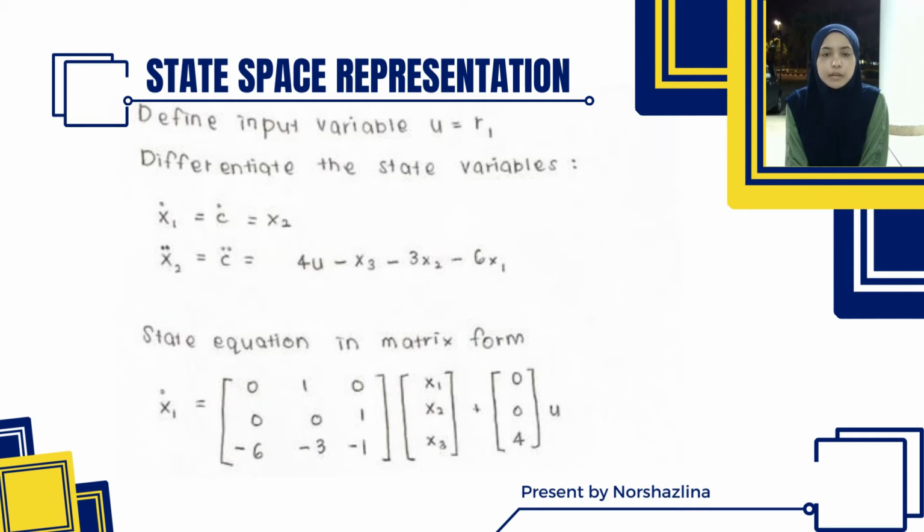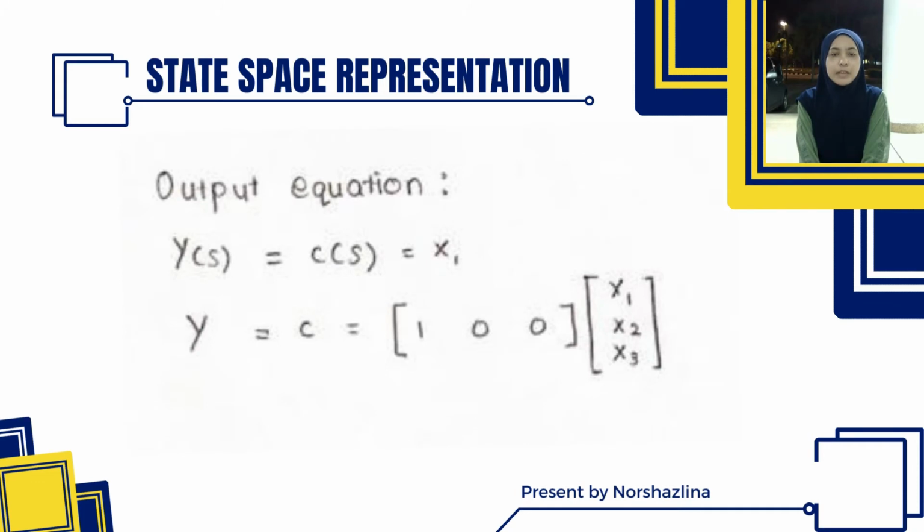Next, we obtain the state equation in matrix form. The output equation that we get from the state space is Y(s) equals C(s) equals x1, then y equals c equals [1 0 0] multiplied by x1, x2, and x3.